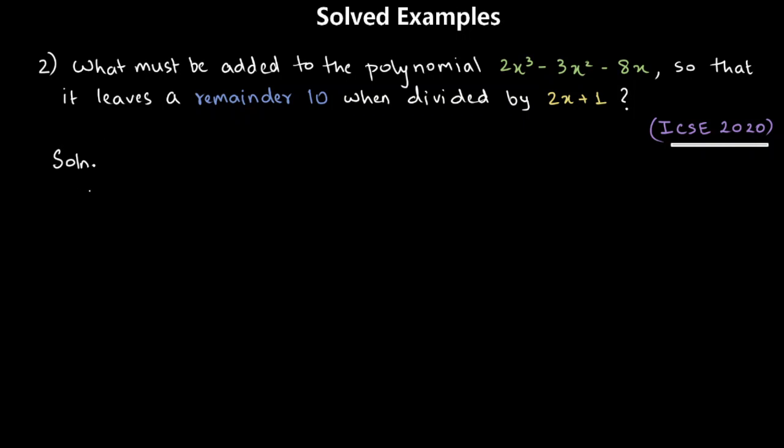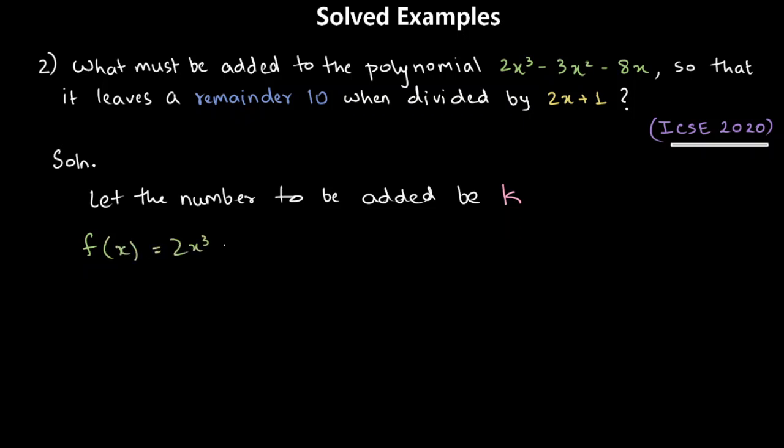So the question is what must be added to the polynomial. So we can start by saying let the number to be added, which is an unknown, so we'll have to assume that to be another variable, k, right? So now let's make a note of our given polynomial f of x, which is basically 2x cubed minus 3x squared minus 8x. And now remember, we've added an extra k to it because after adding k and then dividing it by 2x plus 1, I get a remainder of 10.